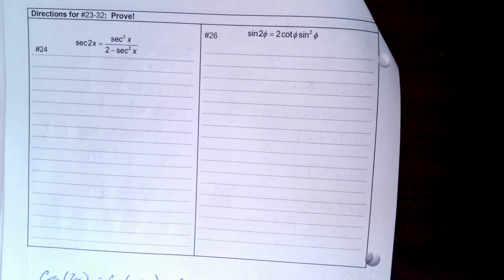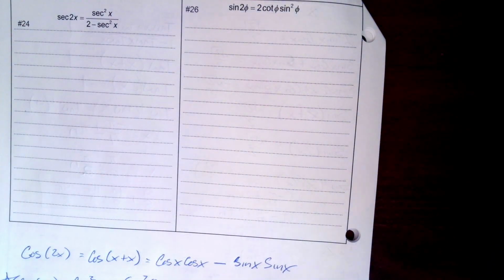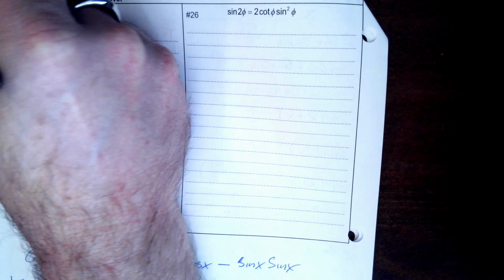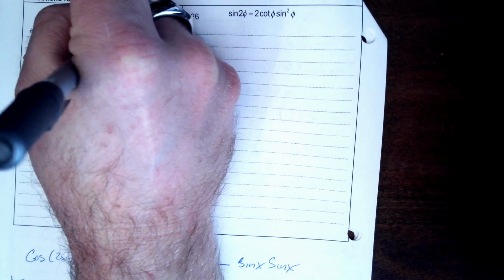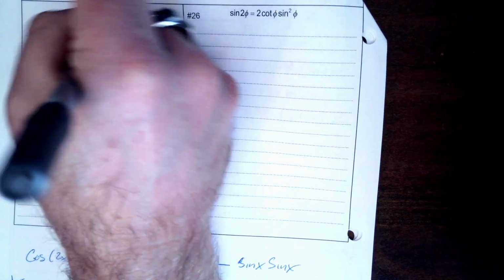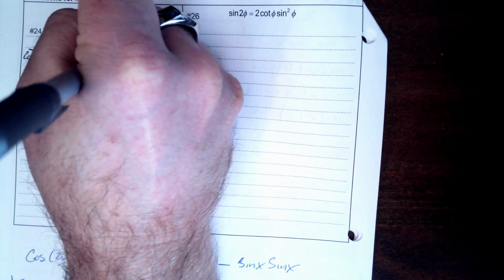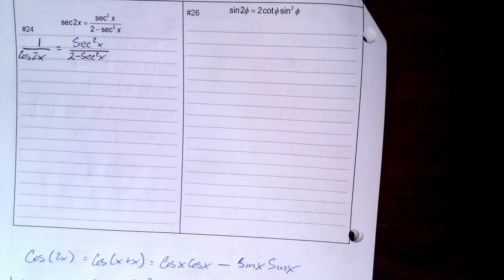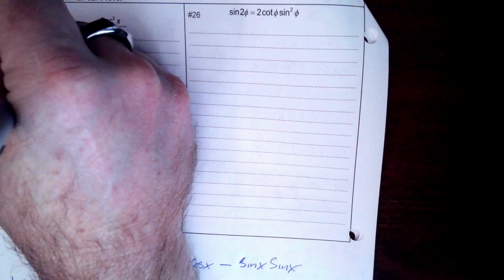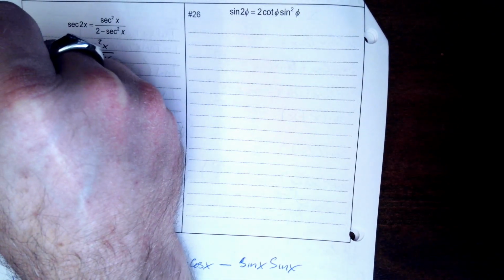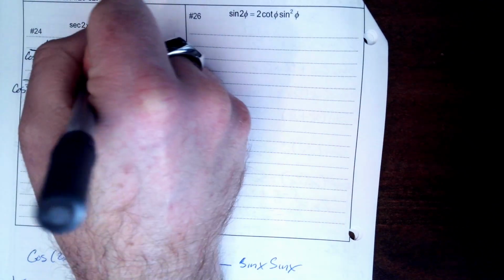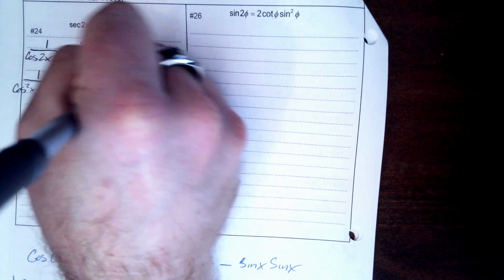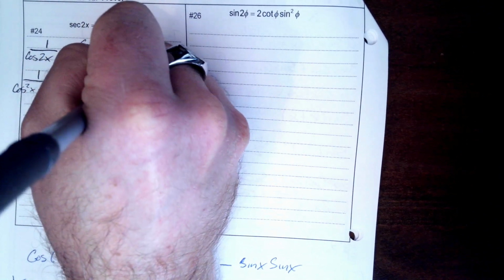I'm going to change the left side of this equation the entire time rather than the right. Because the secant of 2x, now we can make into 1 over the cosine of 2x. And the cosine of 2x is cosine squared minus sine squared, so 1 over the cosine squared of x minus the sine squared of x is going to equal the secant squared of x over 2 minus the secant squared of x.